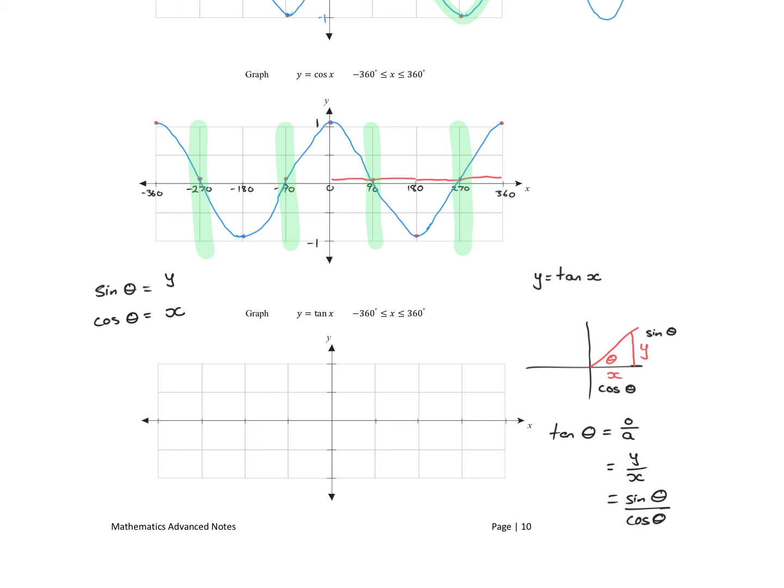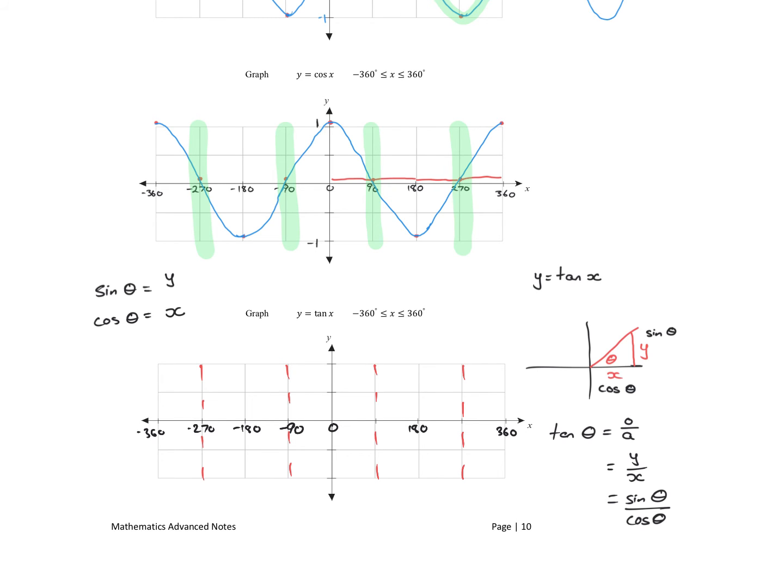We're not going to be able to get a value because we can't have cos theta equal to 0. So what that gives us is an asymptote at negative 270, negative 90, positive 90, and positive 270. Put into your calculator those values that we haven't got a value for yet. Oops, that's not 90, that's 180. And that's not 270, that's 360.